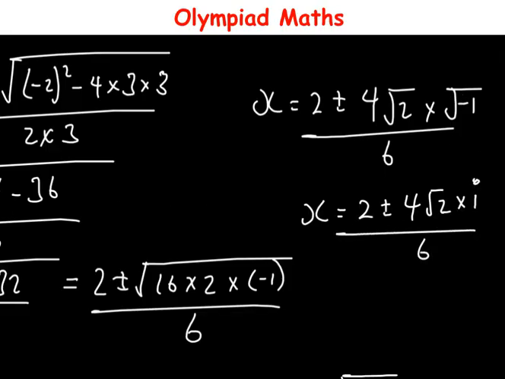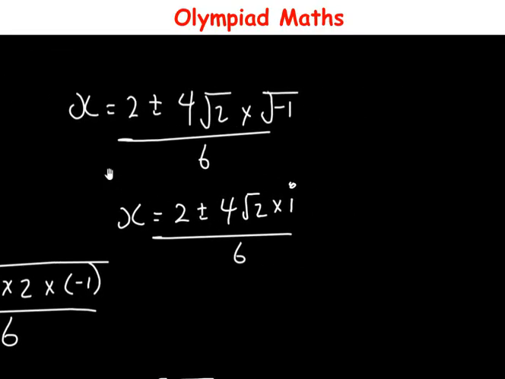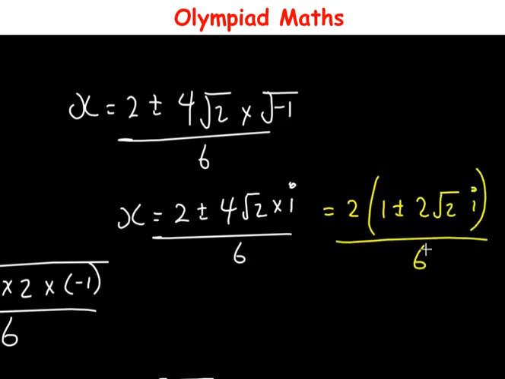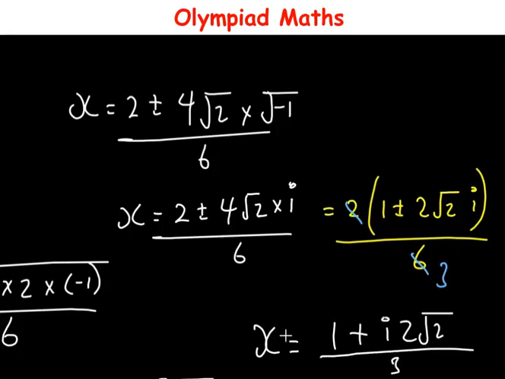From here, we are going to factorize out 2 from the numerator. We have this equals 2 into bracket, which becomes 1 plus or minus 2 root 2 i, then all over 6. With this, 2 divides 6 to give 3, such that the solution for x is then equal to 1 plus or minus i times 2 root 2 all over 3.